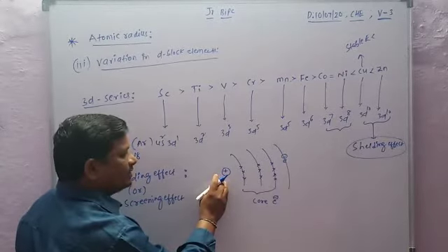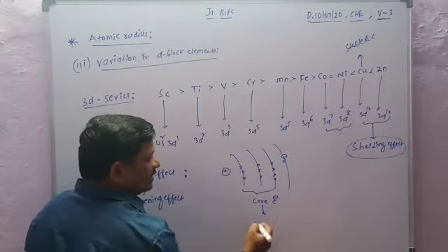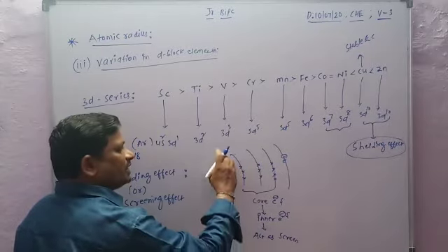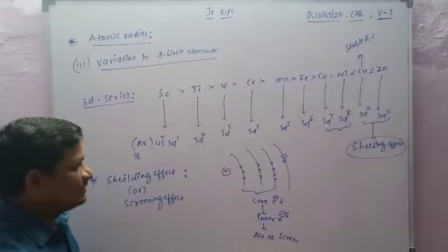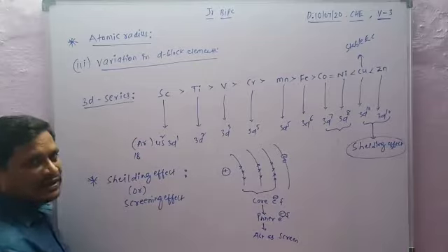Due to this phenomenon, the reduction of nuclear charge on valence electrons by inner electrons is called screening effect or shielding effect. Core electrons, the inner electrons, act as a screen. So due to the screening effect, nuclear charge on valence electrons is less, and size increases. So it is the shielding effect or screening effect.